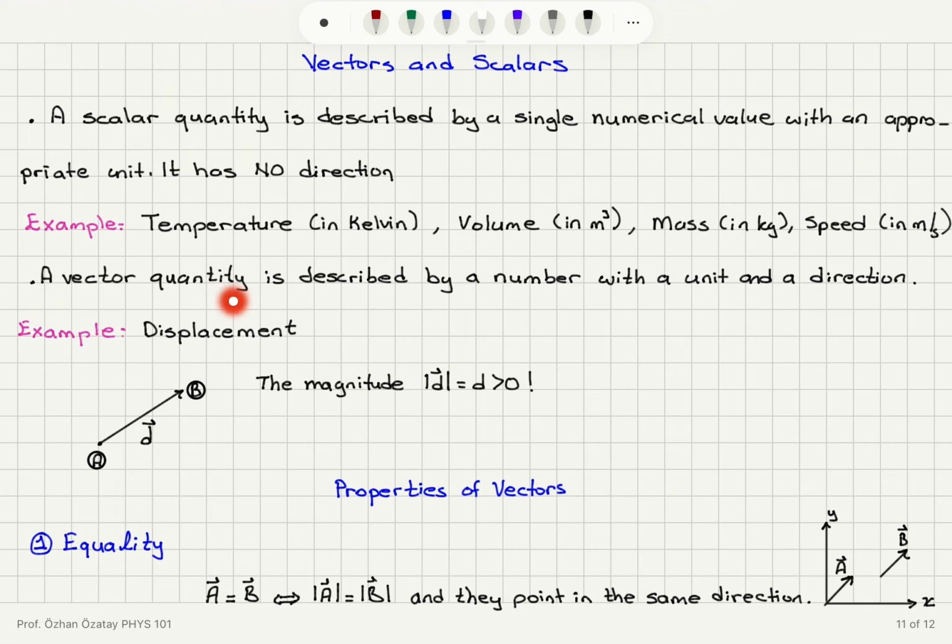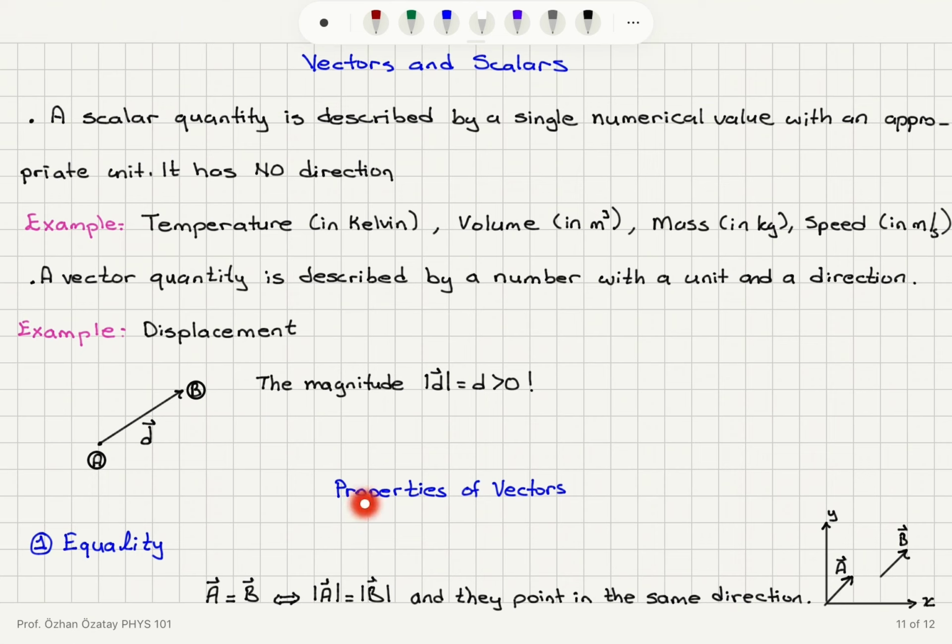On the other hand, a vector quantity is described by a number with a unit and a direction. An example is displacement. For example, if you go from point A to point B, we have this vector drawn from point A to point B. We show it with an arrow here. This is the vector D, and we put an arrow on top to show that it is a vector. The magnitude of this vector D is D, a numerical value that's positive, and it has a direction. It points from point A to point B.